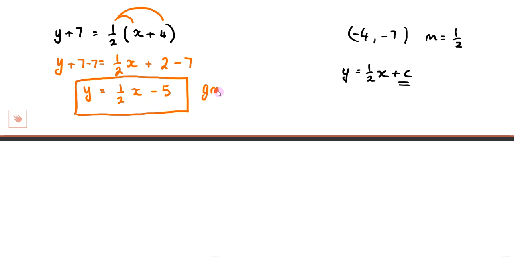This is the gradient intercept form, which is y equals 1 half x minus 5. I started it using the point slope form, so I went from point slope to gradient intercept. Alright, any questions? No? Okay.